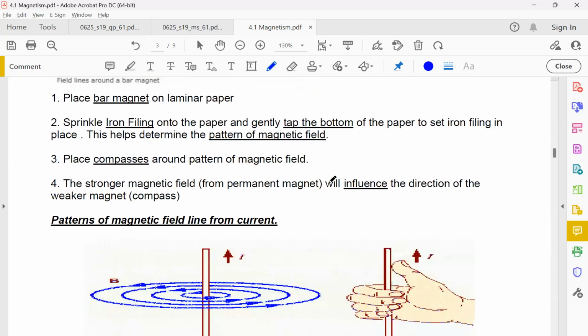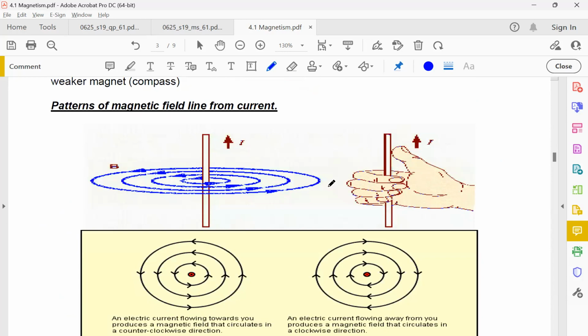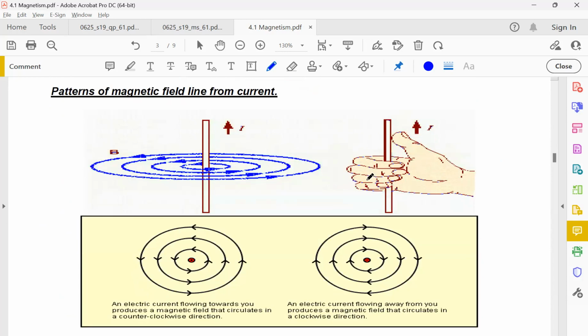Okay, and finally, before we go into the exercises for the day, we're going to talk about this here. Like I mentioned, when there's current flowing through a conductor, it will generate its own magnetic field, right? You can actually determine the direction of the magnetic field using your right hand grip rule, guys. The thumb is supposed to indicate the direction of the current, and the four fingers are supposed to indicate the direction of your magnetic field.